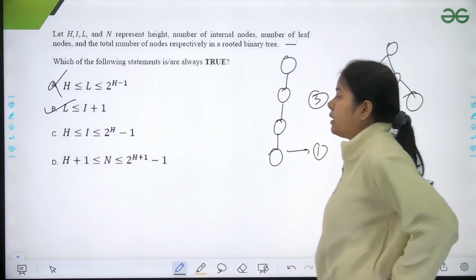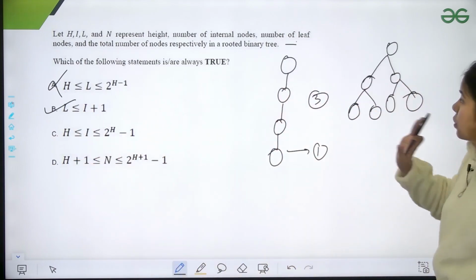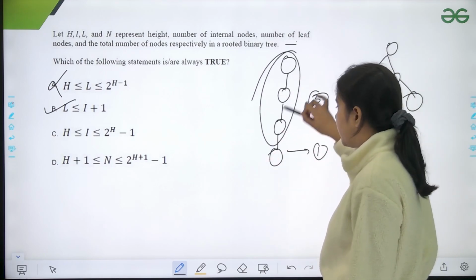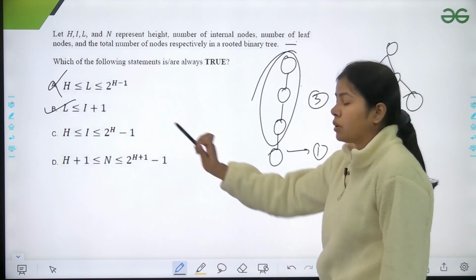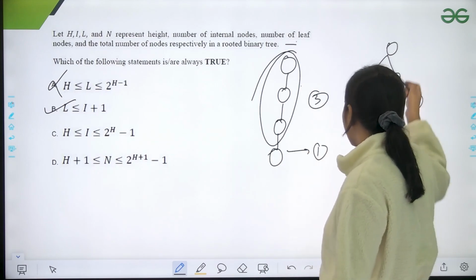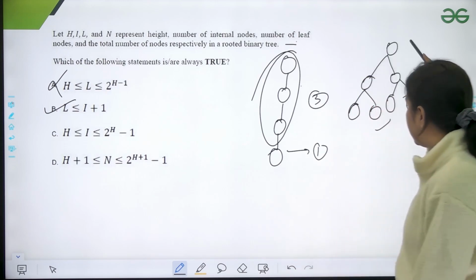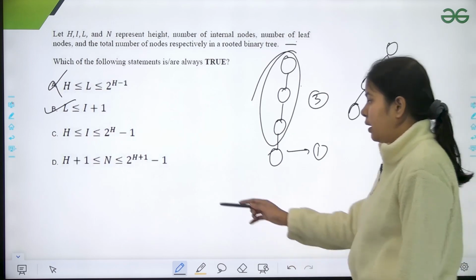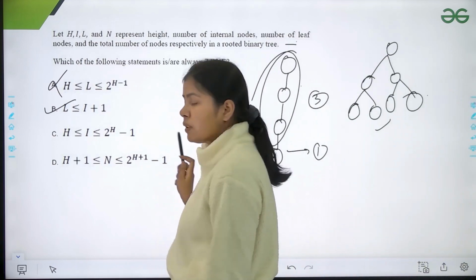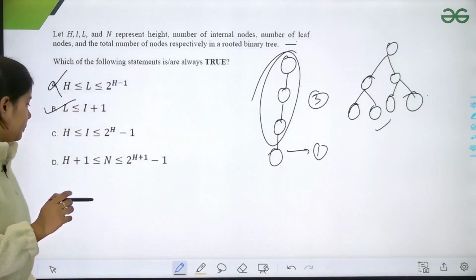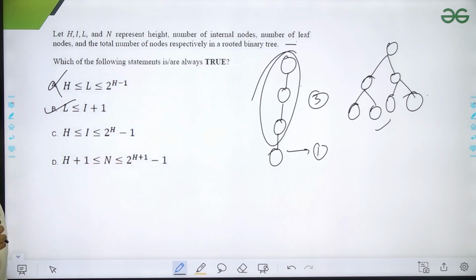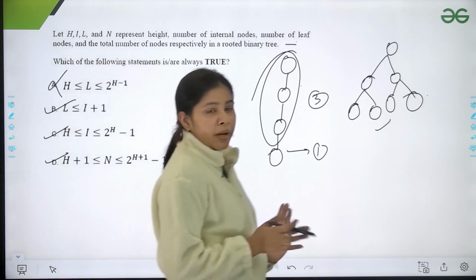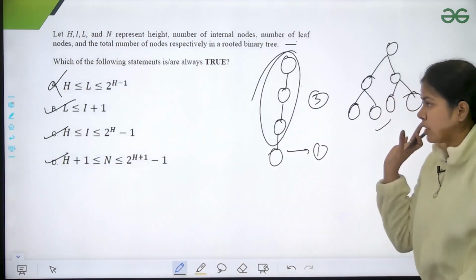You can verify as well that the height of a tree is always less than or equal to the number of internal nodes. Here the number of internal nodes is 3 and height is 3, so 3 is less than or equal to 3, and this also works in the other case, where height is 2 and the number of internal nodes is 3. Similarly, 2 to the power h plus 1 minus 1 is the maximum number of nodes a binary tree can have. So the other options are correct. So B, C, D are my correct options. Only option A is incorrect.